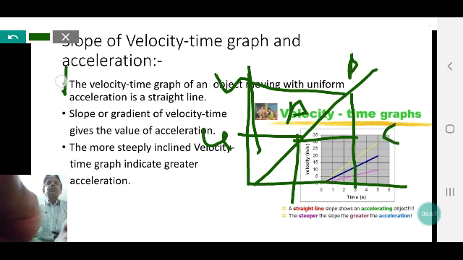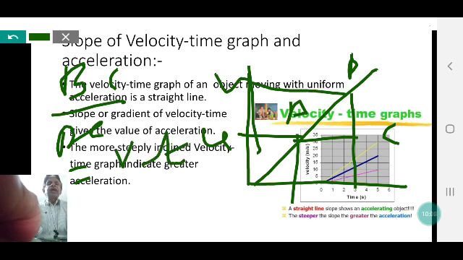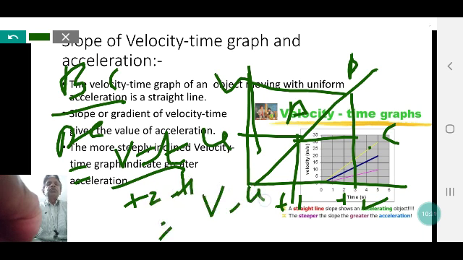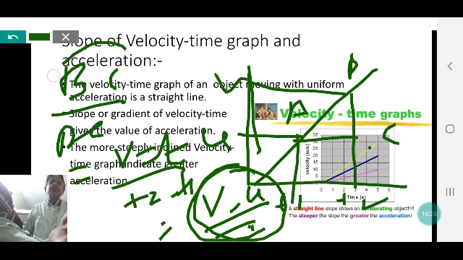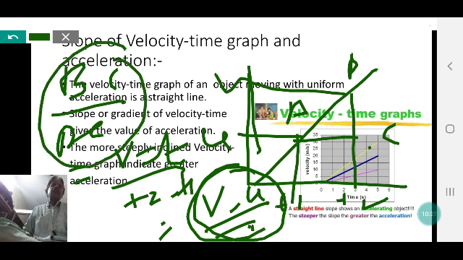BC by AC is equal to v minus u, and AC is equal to T2 minus T1, so that will be v minus u by t. This is the change in velocity over time. It is the rate of change of velocity, that is BC by AC, the slope of the velocity-time graph, and that gives the value of acceleration.